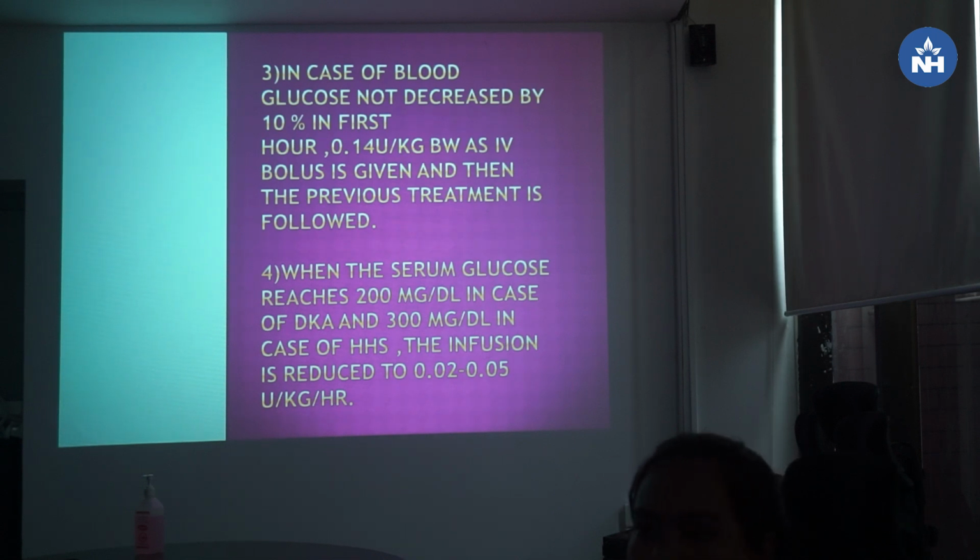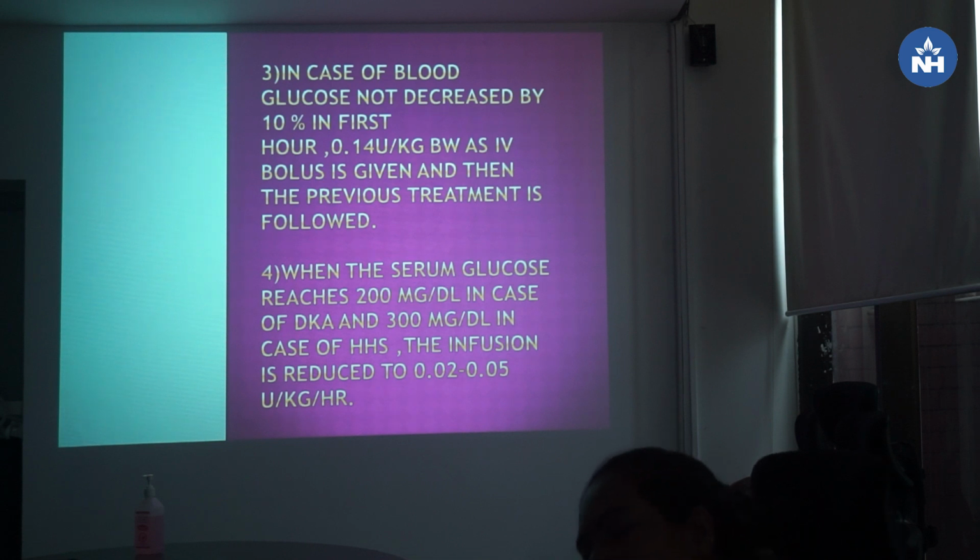0.1 unit per kg IV. You will give 0.1 unit per kg. Roughly a 60 kilogram person, or 60 or 70, 0.1. You give a bolus of 6 units.